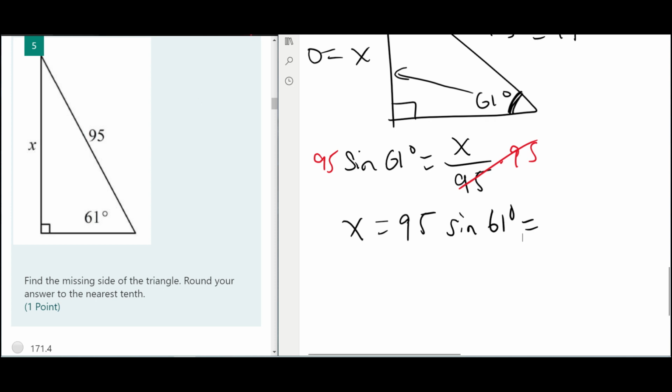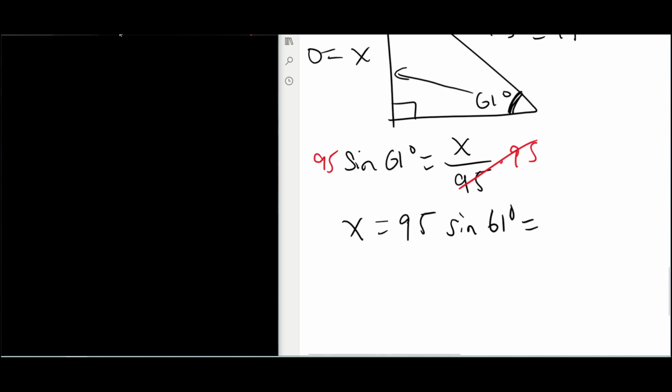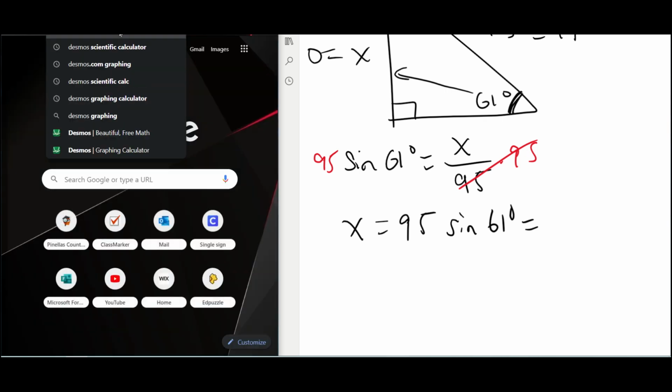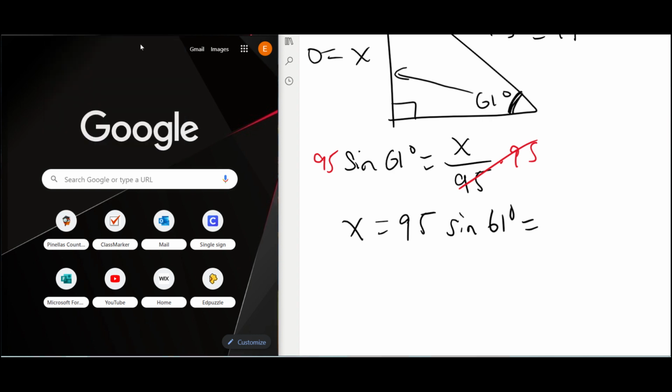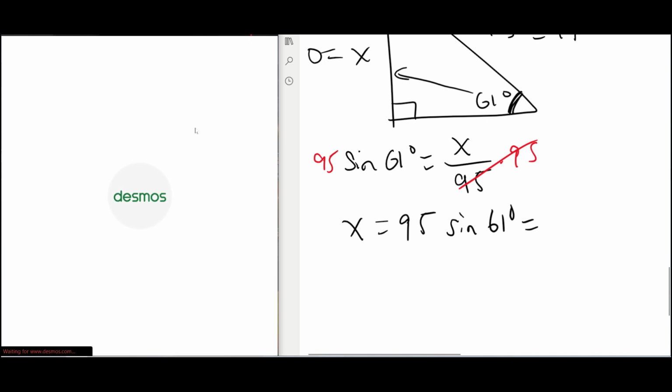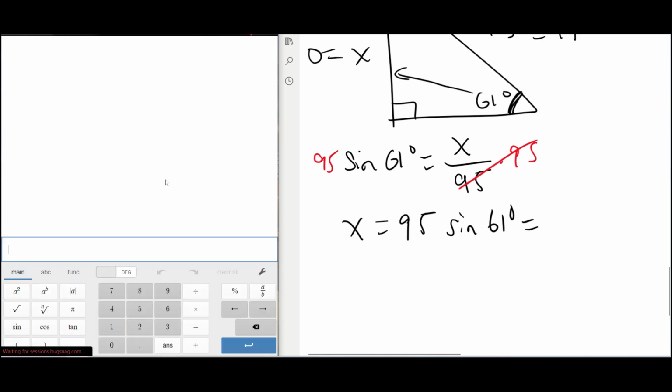All right, now you can go on Desmos or your calculator. If you go to Desmos, you can type in Desmos scientific calculator right there. And you can actually type 95 sine of 61. Again, use this to check your work for the other problems, but for something like this where you need a decimal, you can use Desmos to definitely do your work here.